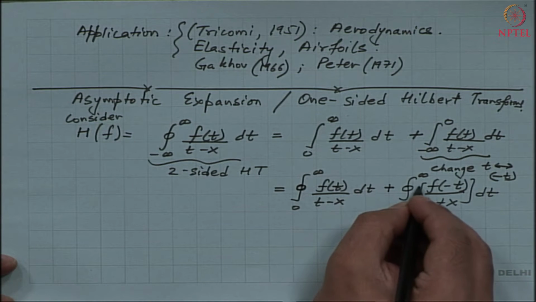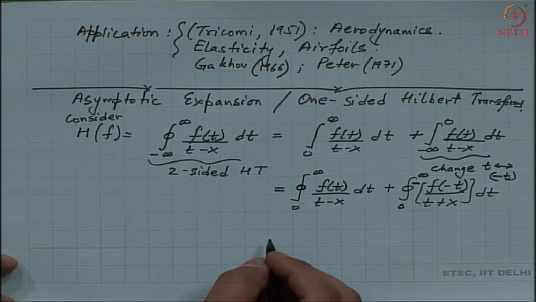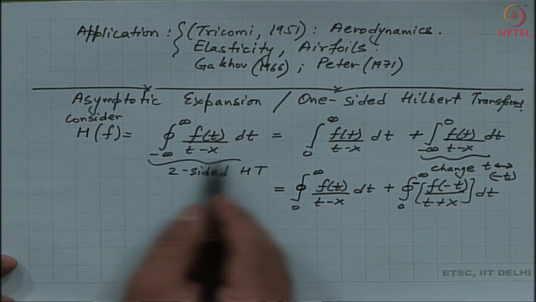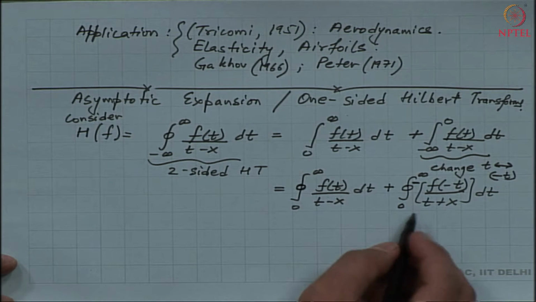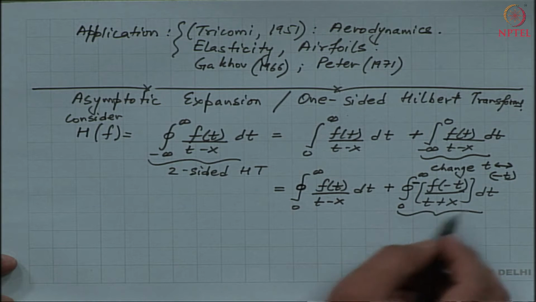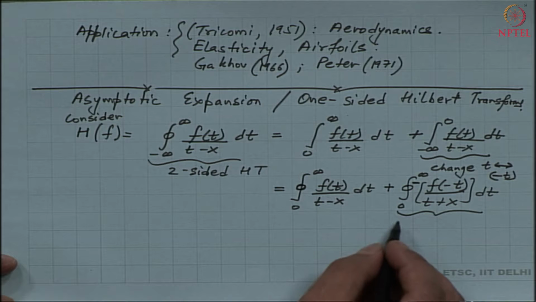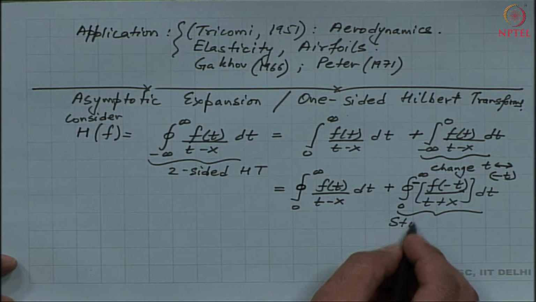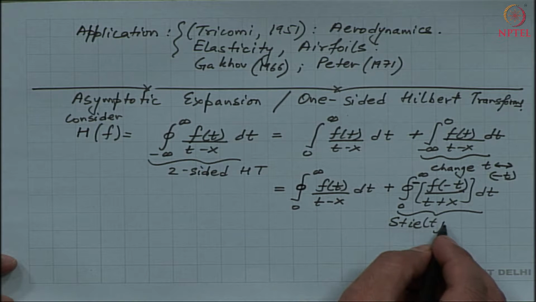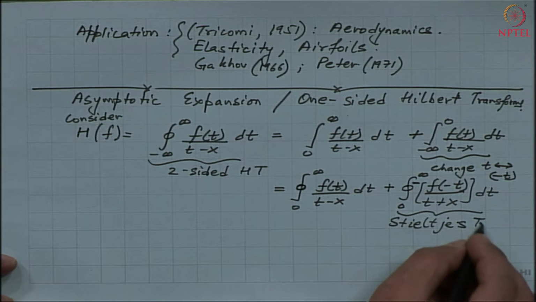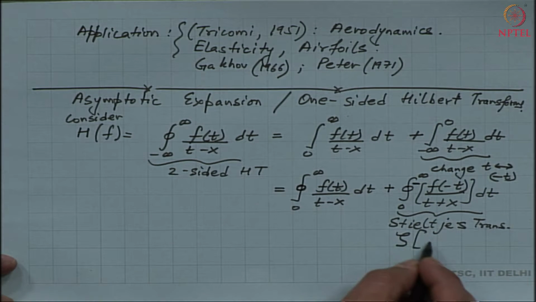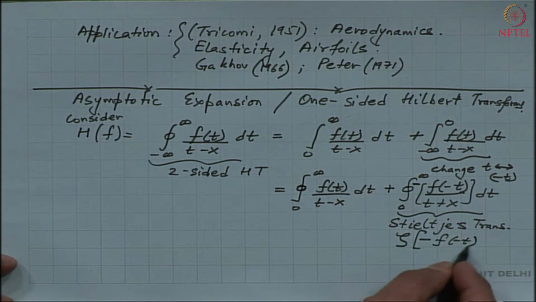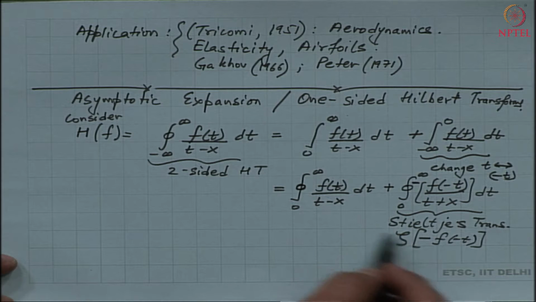So, let me just absorb this minus sign inside the integral, and notice that my two-sided Hilbert transform is the sum of two one-sided Hilbert transforms. Later on I am going to show that this is another special integral transform known as the Stieltjes transform, denoted by curly S of the function negative f of negative t. This particular Stieltjes transform is a one-sided Hilbert transform.